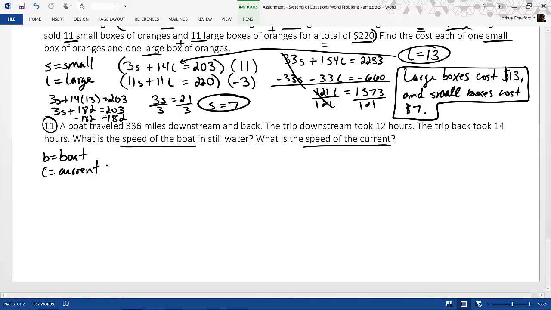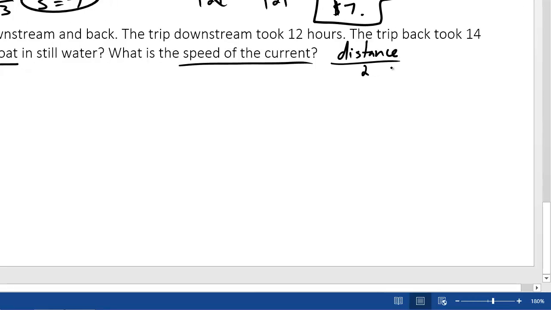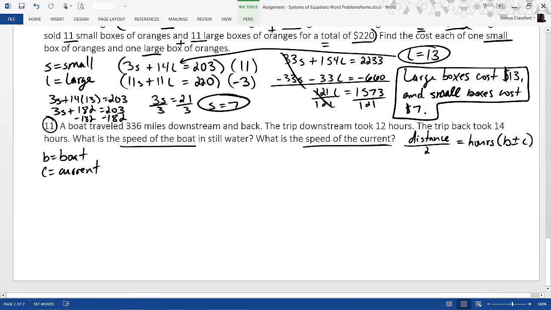Now, for this type of question, with downstream and upstream and current and speed of the boat, it requires a certain setup. So pretty much we're going to have speed, distance divided by 2 really, equals hours. And then your boat speed plus or minus your current speed. So the plus would be if you're going downstream, so with the water. The minus would be if you're going upstream, or against the water. So let's go ahead and set this up.